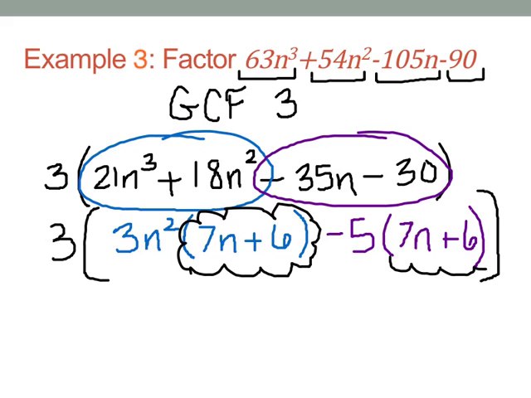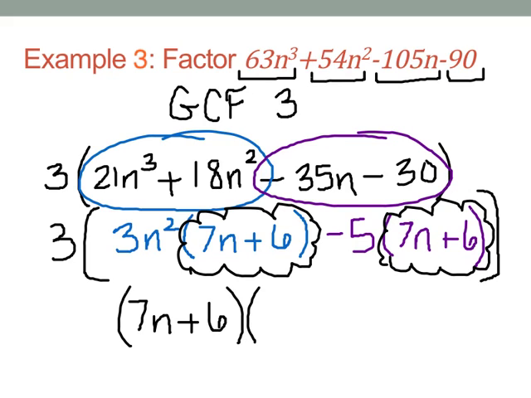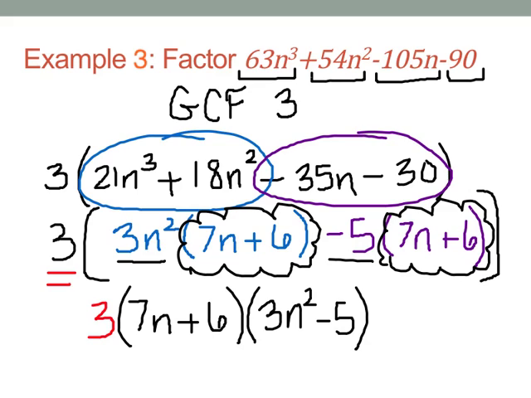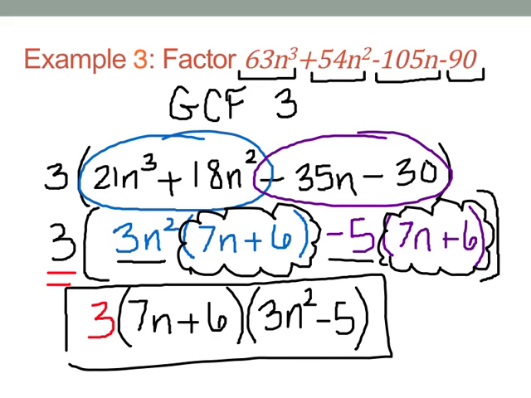So that means we can use our handy-dandy factor by grouping method, where we can rewrite it as 7n plus 6 all by itself. Once you've taken care of that, go ahead and just write another set of parentheses and fill it in with the other terms that you haven't circled. That would be 3n squared, and that would be negative 5. Last but not least, don't forget about your little old 3. Don't leave it hanging. So your final answer to this crazy long problem is 3 times the quantity of 7n plus 6 times the quantity of 3n squared minus 5.